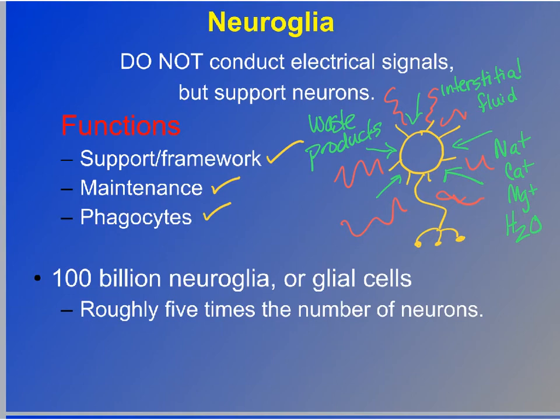If you just look at the ratio of neurons to neuroglial cells, there are about 100 billion neuroglial cells that make up the nervous system, and that's about 5 times the number of neurons that you have. So these glial cells, let me sample here real quick.